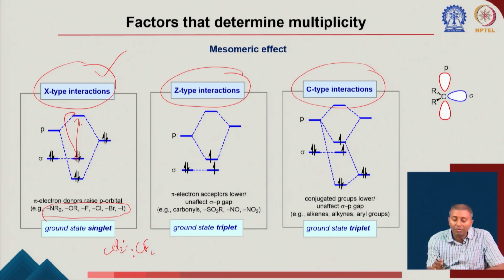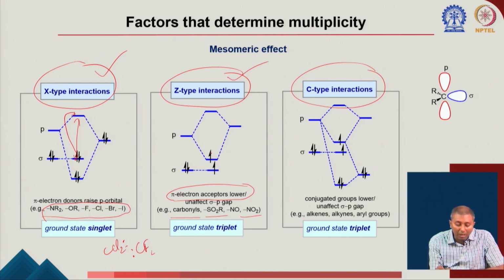Then the other interaction is called Z type interaction. We are talking about pi electron acceptors. Previously pi electron donors, now pi electron acceptors. That means if you have carbonyls, SO2R, nitro, those types of groups, they can take the electron density. If they are taking the electron density, what is going to happen? Now your p is getting more stabilized. Instead of destabilization, your p is getting stabilization.